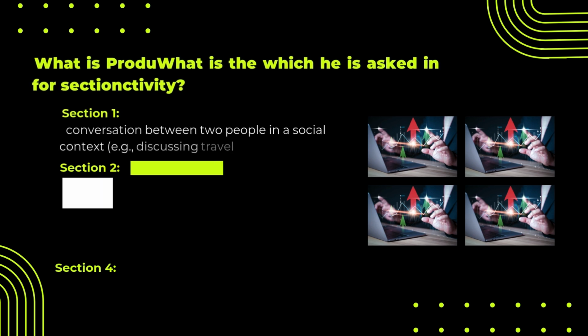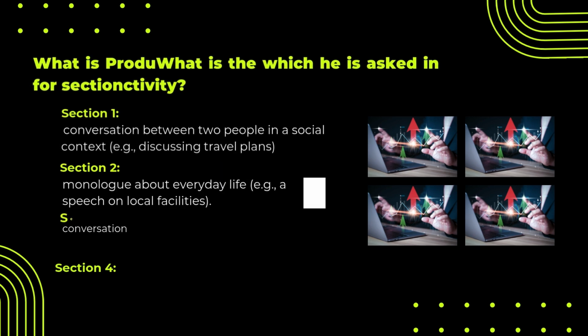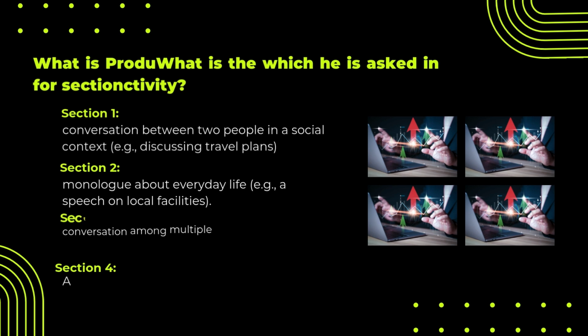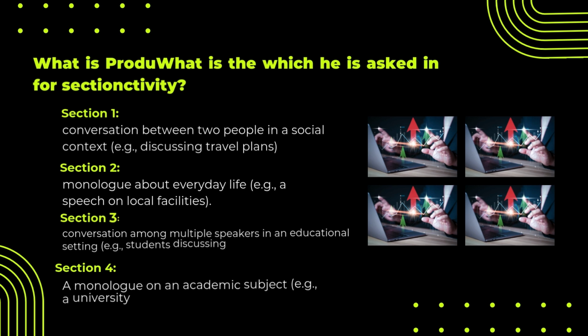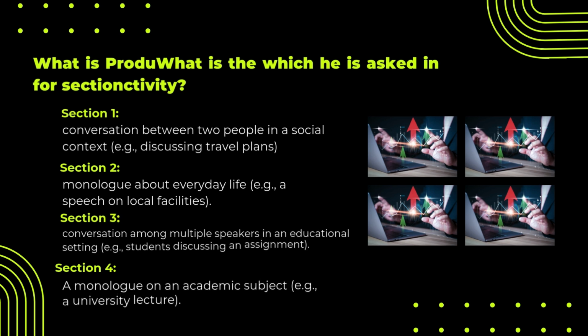Section 1. A conversation between 2 people in a social context, for example, discussing travel plans. Section 2. A monologue about everyday life, for example, a speech on local facilities. Section 3. A conversation among multiple speakers in an educational setting, for example, students discussing an assignment. Section 4. A monologue on an academic subject, for example, a university lecture.